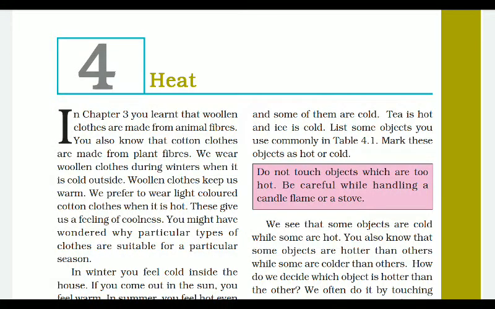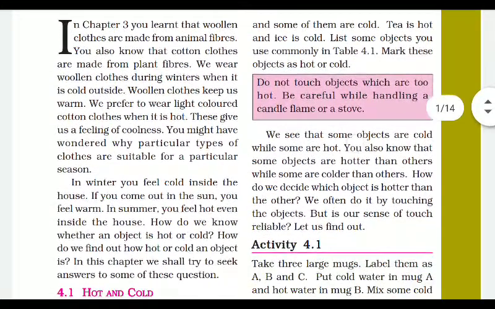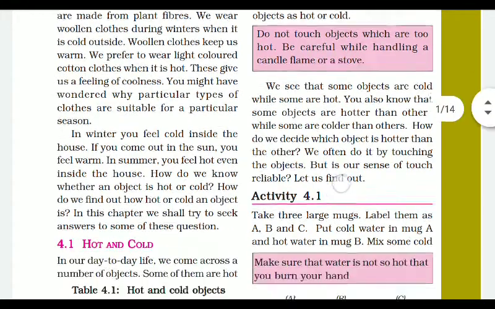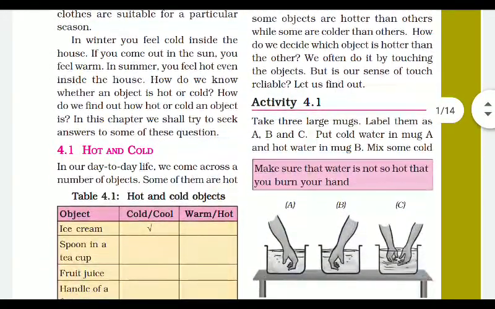This is for the class 7 chapter 4, Heat. In the third chapter, we learned about the woolen clothes made from animal fibers and the cotton clothes made from plant fibers. In this chapter, we are going to discuss that during the winter we wear clothes that give us a hot or warm feeling, whereas in the summer we wear clothes that give us a cold feeling. So hot and cold is the main topic of this chapter.